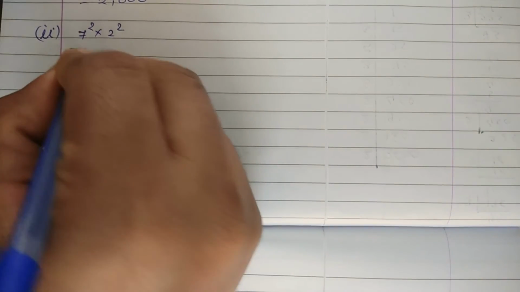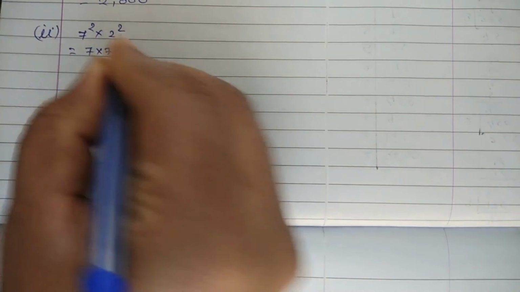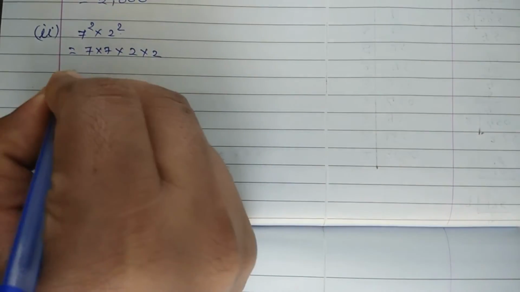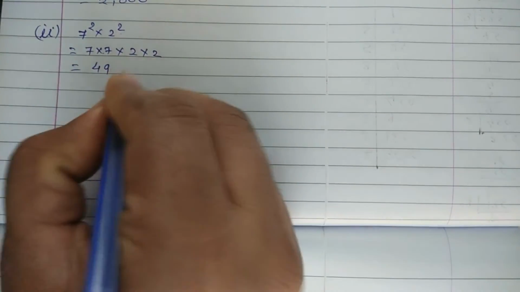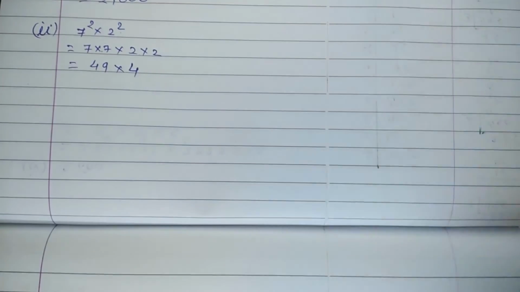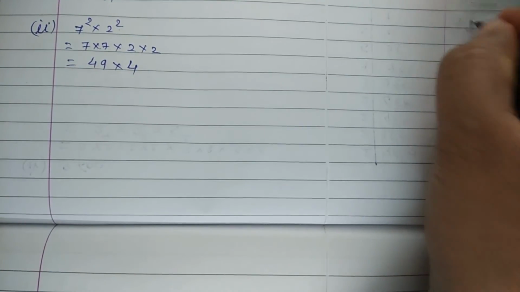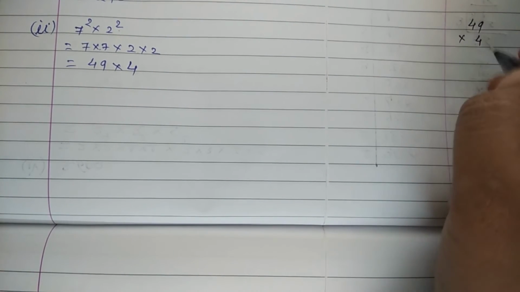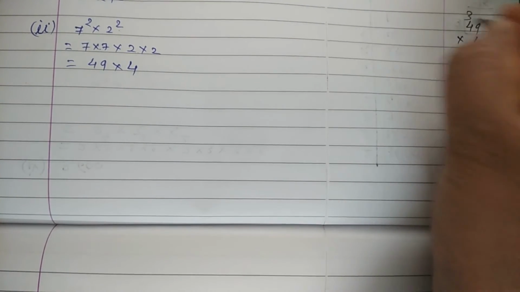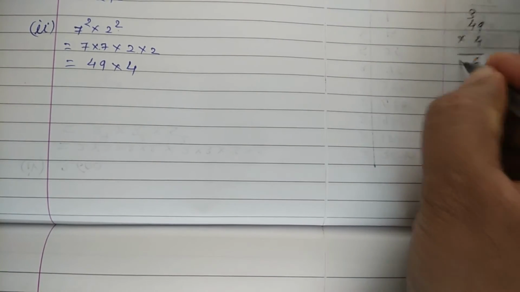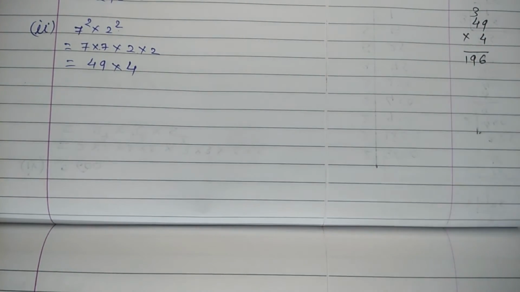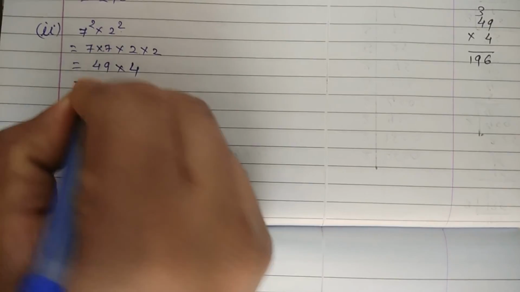Next, 7 squared multiplied by 2 squared. That is equal to 7 multiplied 2 times, multiplied by 2 squared, which means 2 multiplied 2 times. 7 sevens are 49, 2 twos are 4. 49 multiplied by 4: 9 fours are 36, 4 fours are 16 plus 3, that is 19. So it is 196.